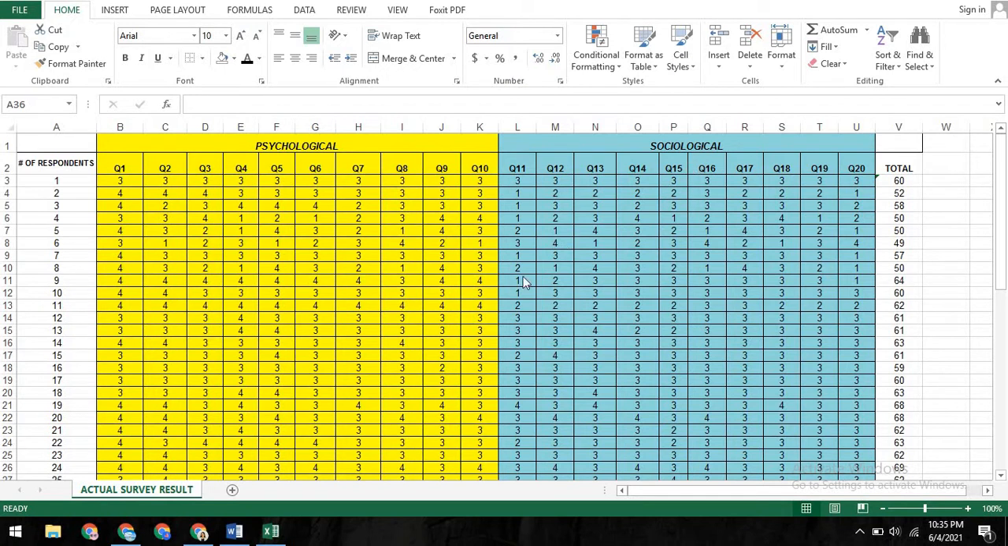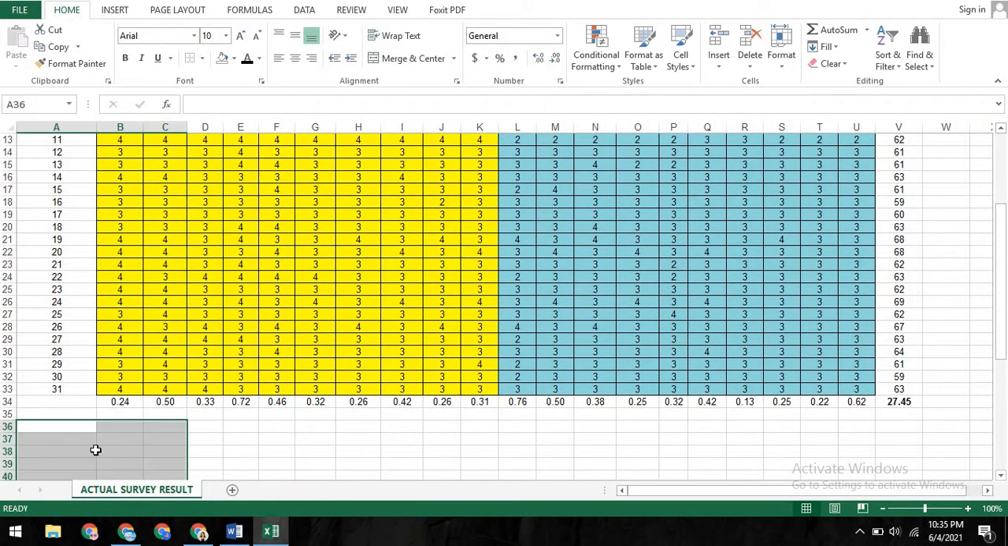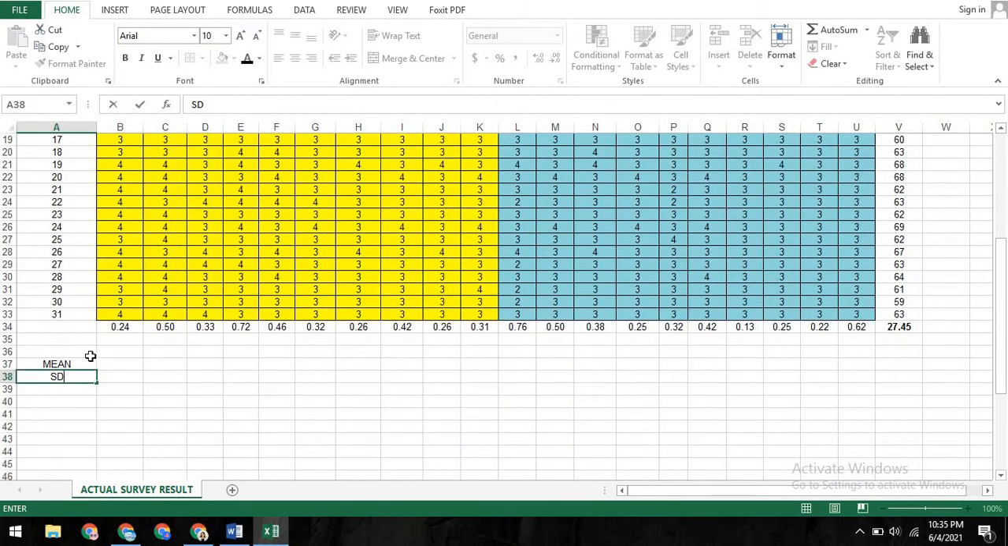It is up to you how you are going to identify the questions under that specific variable. I am going to fill the columns with colors in order for me not to be confused. Okay, so we are going to write mean and the ST below, right? So we are going to look for the mean and the standard deviation per question first.